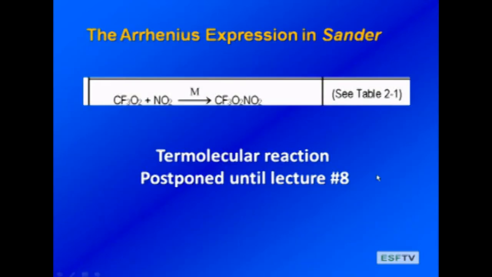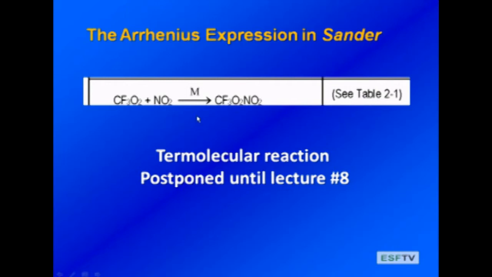Okay. One final example from Sander. You have reactions that will have M over the reaction arrow, and rather than having any data, the first column will say see Table 2-1. Table 2 has rate constants for termolecular reactions, reactions where there's a third body, that is another molecule of nitrogen or oxygen needs to enter into the reaction to have the reaction move forward. We'll be talking about these later in the class.